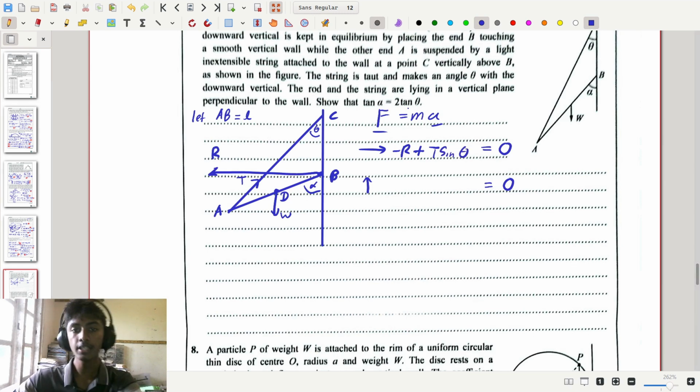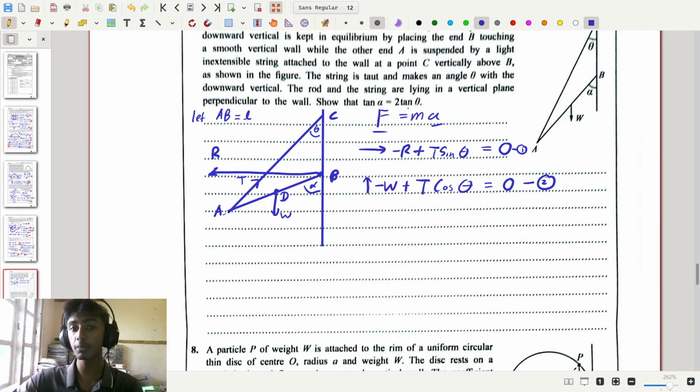Similarly, considering the vertical upward direction, since W is downward, we're going to have negative W, and additionally the vertical component of T, which from this triangle is going to be the cosine of theta. So the vertical component of T is T cosine theta. We're going to call these equation number 1 and equation number 2.